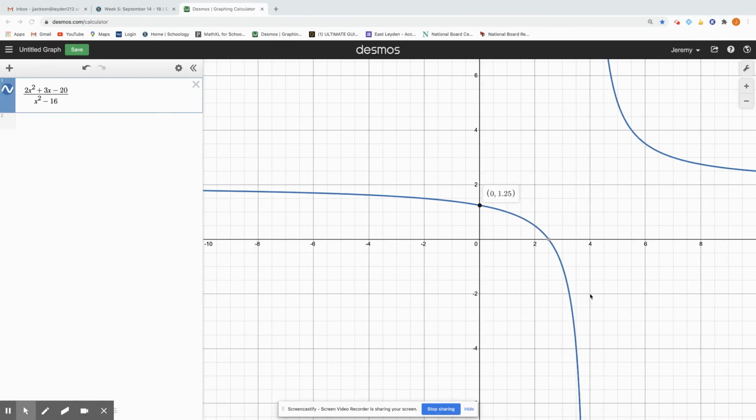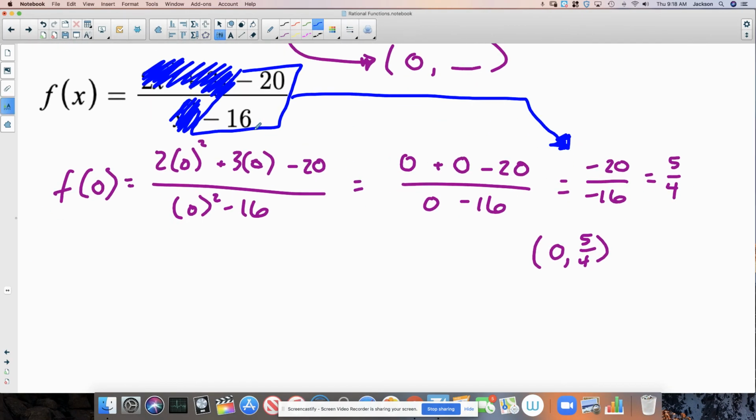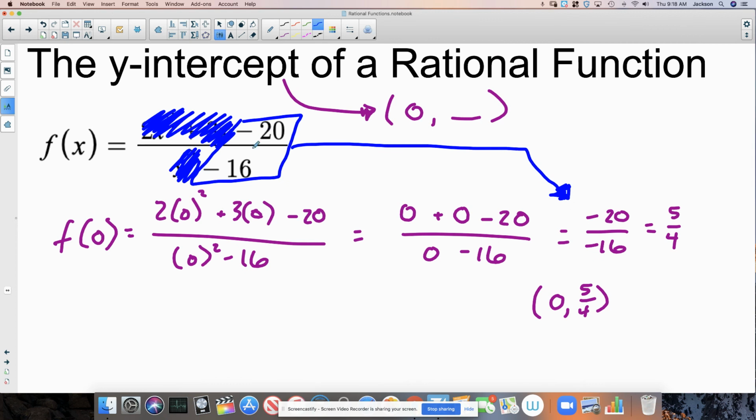And we can verify that from the graph. Obviously, pretty quick check. This is that same function I kept here on the graph, the y-intercept at 1.25, which is 5/4. Okay, so the graph is still good, but if you're doing this algebraically, cover up the x terms, and whatever's left over on the top and the bottom, that's your y-intercept.